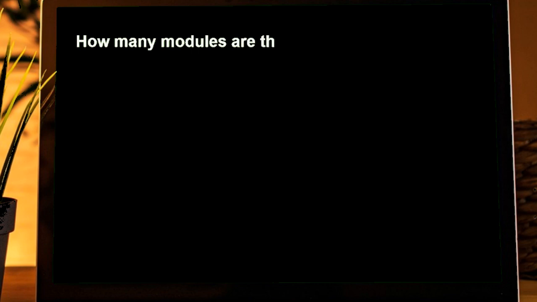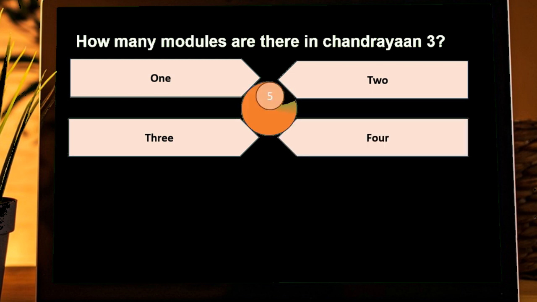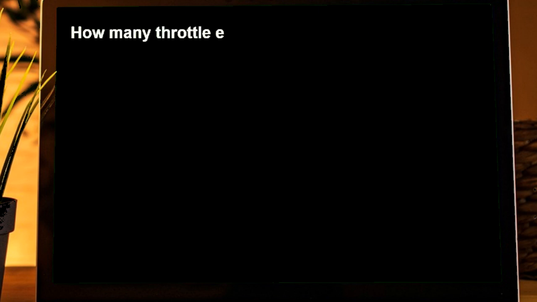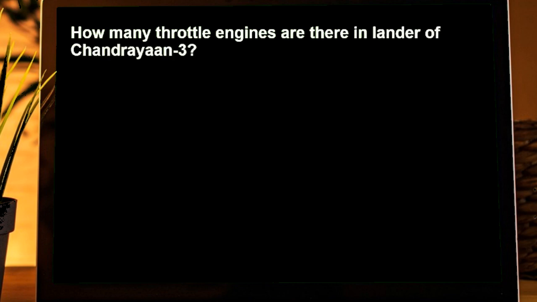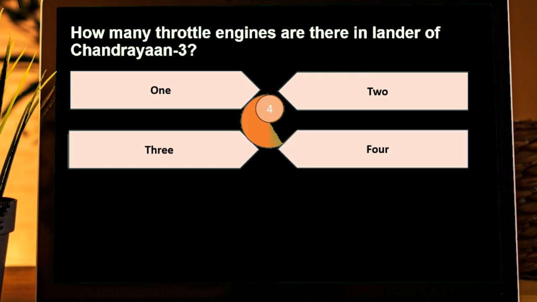How many modules are there in Chandrayaan-3? Correct answer is 3. How many throttle engines are there in lander of Chandrayaan-3? Correct answer is 4.